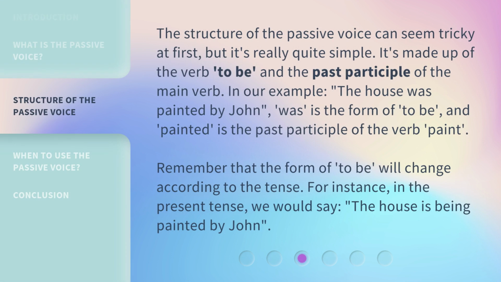The structure of the passive voice can seem tricky at first, but it's really quite simple. It's made up of the verb to be and the past participle of the main verb. In our example, the house was painted by John, was is the form of to be, and painted is the past participle of the verb paint.